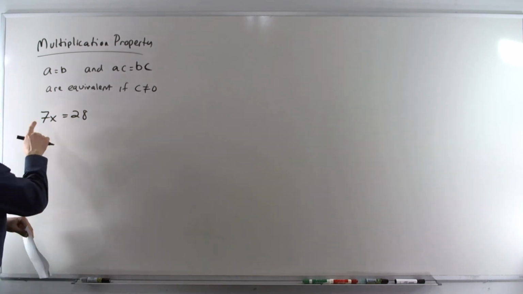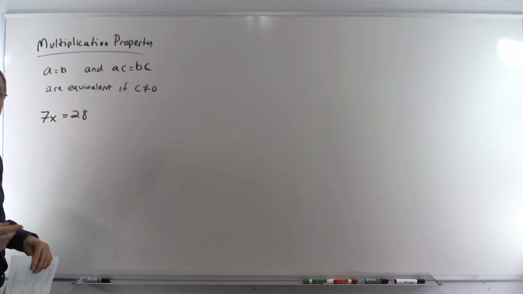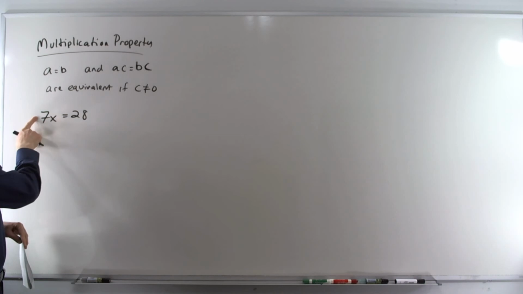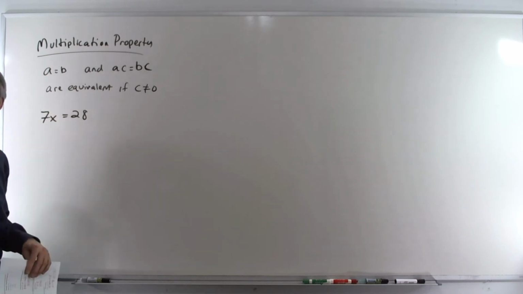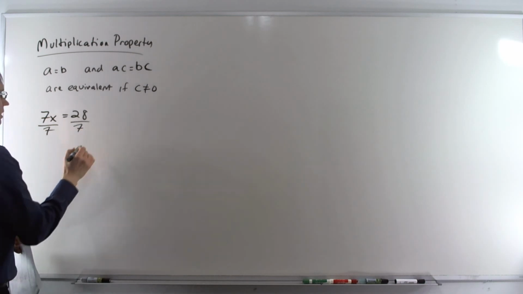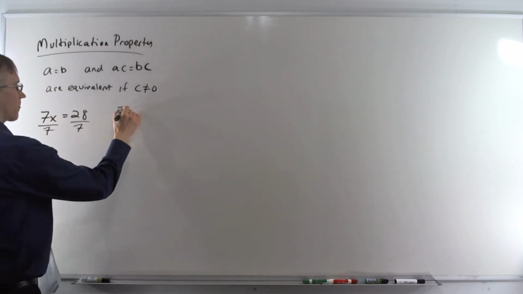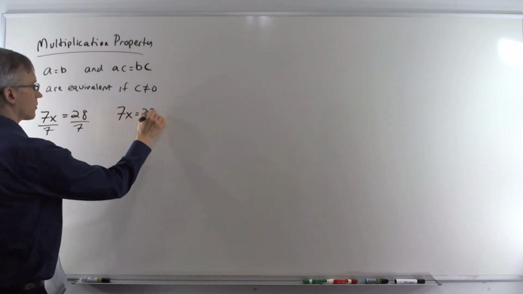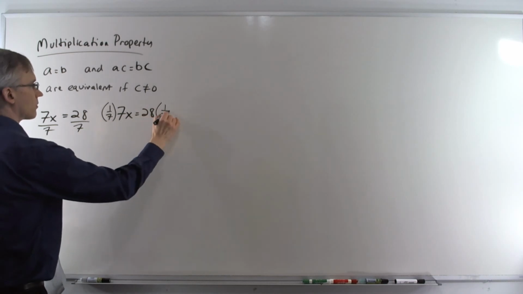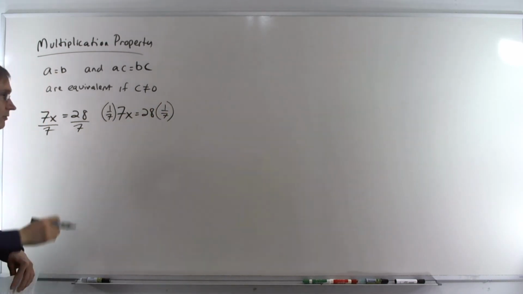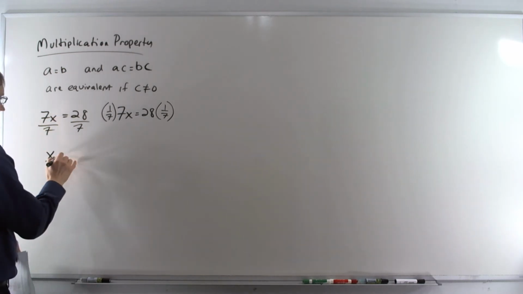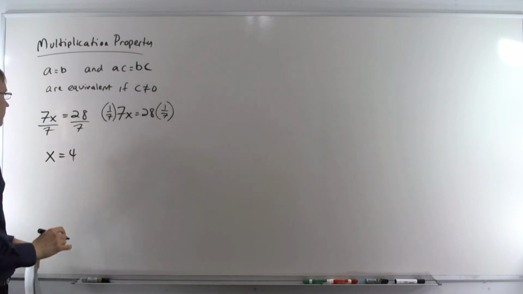So you can either multiply both sides of this by 1/7 to get rid of the 7. Right? We're going to multiply by the inverse, otherwise known as the reciprocal. Or you can divide both sides by 7. Either way is fine. So both of those are acceptable. Now here the 7's cancel. So we get x equals 28 over 7, which is 4.